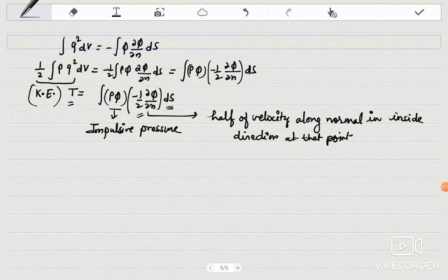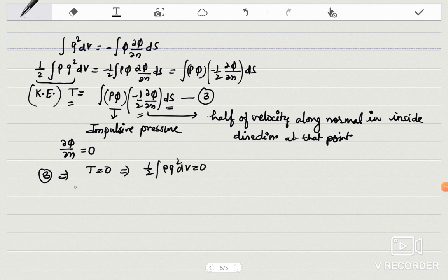Now your boundary is rigid. So what is delta phi delta n? Whatever it is, either I take it with positive symbol or with negative symbol. What is delta phi delta n? This will be 0 if your boundary is fixed and rigid. And so 3 implies T is equal to 0, which implies half of rho q square dv is equal to 0, or I may use the previous relation, the second relation. Then in that case I have not to write T is equal to 0, rather I'll use that relation. I am not using this relation.